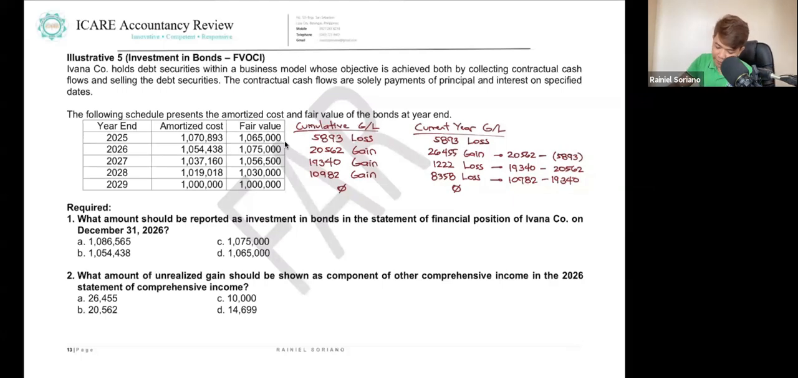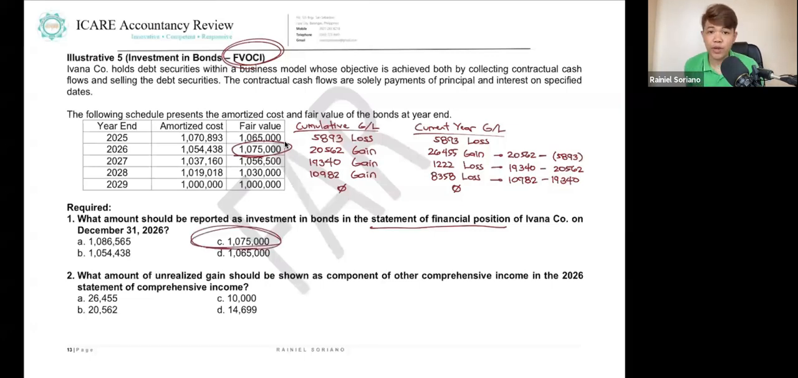Requirement number 1, what amount should be reported as investment in bonds in the statement of financial position? Meaning, kapag statement of financial position, carrying amount, ibig sabihin, fair value tayo. Because kapag FVOCI, fair value po tayo. Of Ivana Company on December 31, 2026, magkano ba fair value nun?